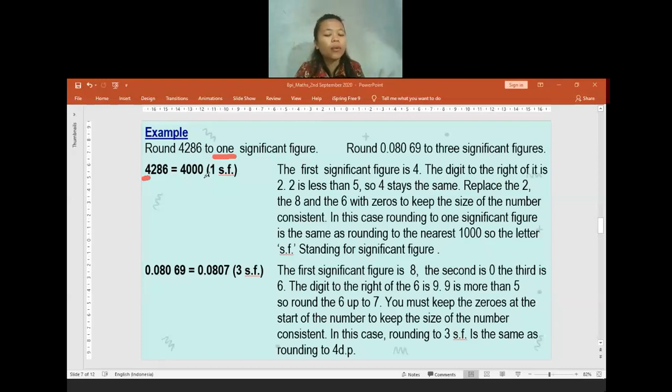Is there anyone having any question for the first example? No? Okay. If no one has any question, I will move to the second example.